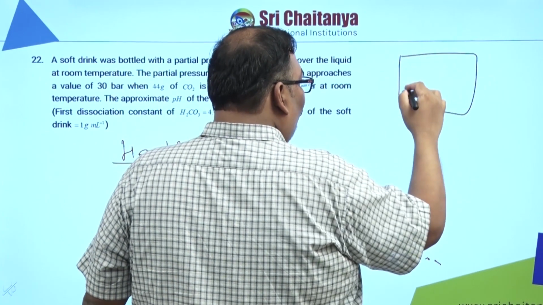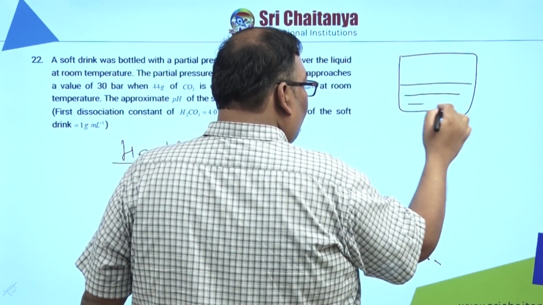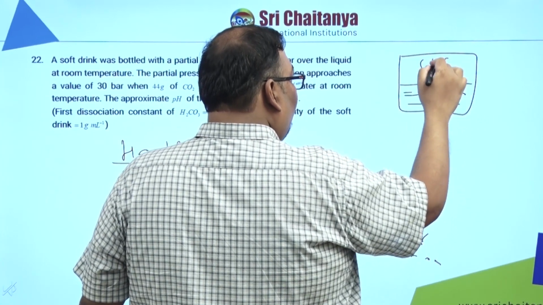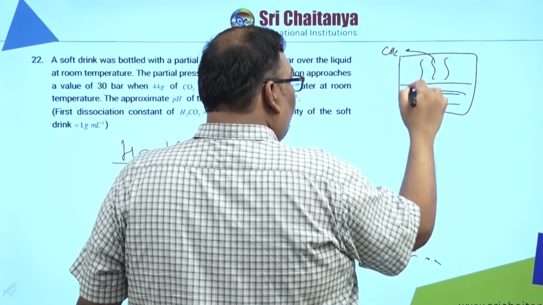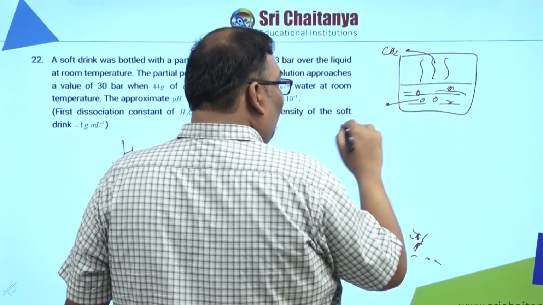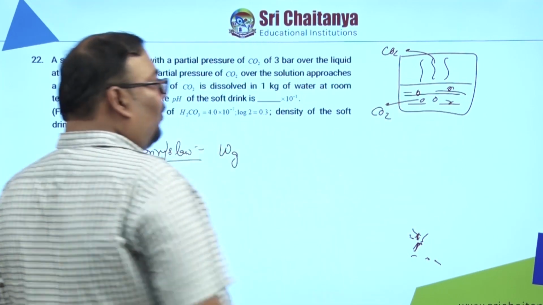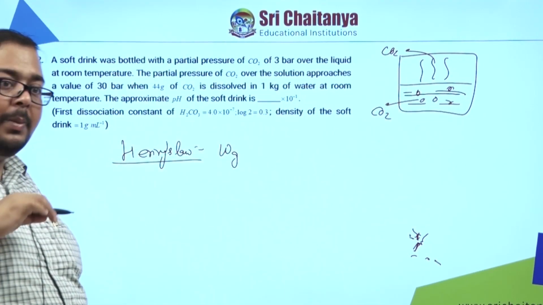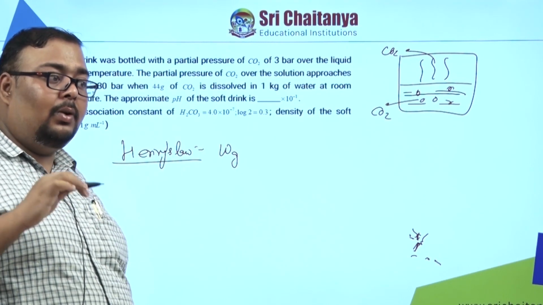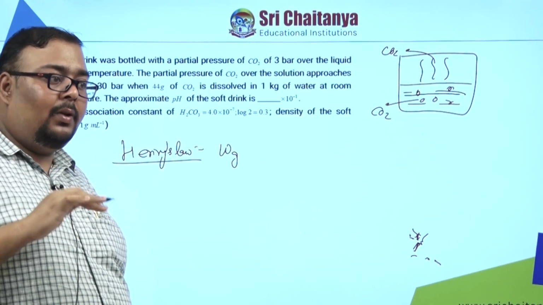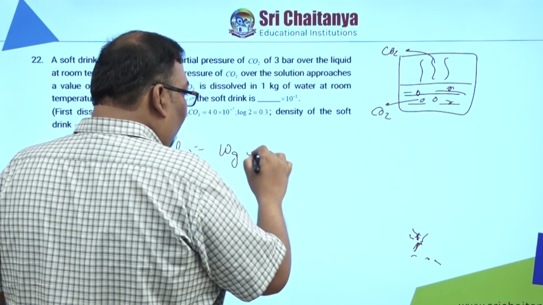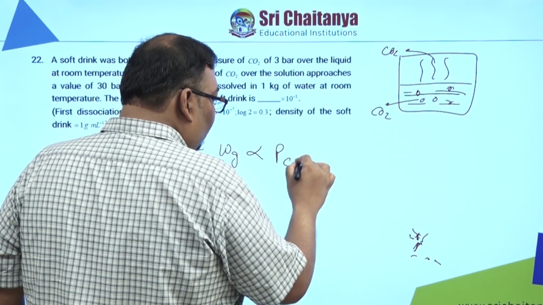So suppose I am having this aqueous solution, and I am having CO2 gas here, then there will be bubbles of CO2 which will be dissolved inside the aqueous solution. The weight of CO2 dissolved inside the aqueous solution will be directly proportional to the pressure of CO2 on the surface of the aqueous solution. So weight of gas is directly proportional to pressure of CO2.